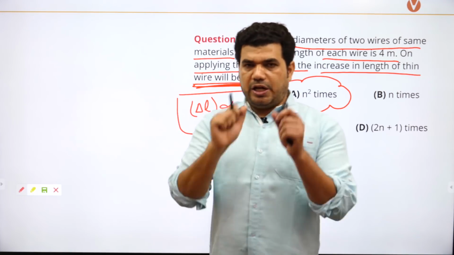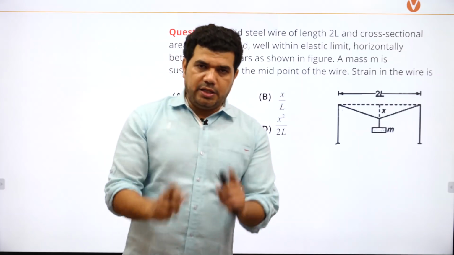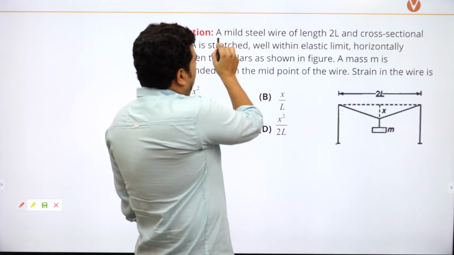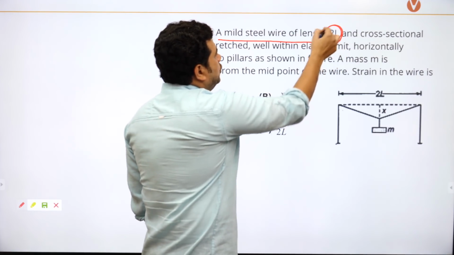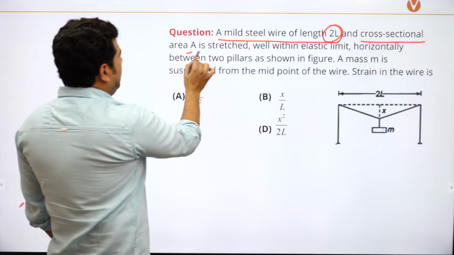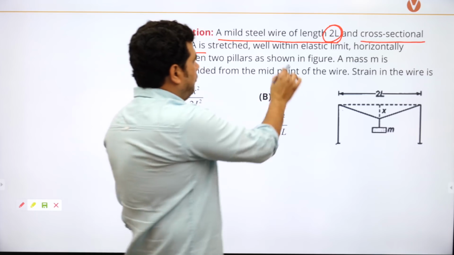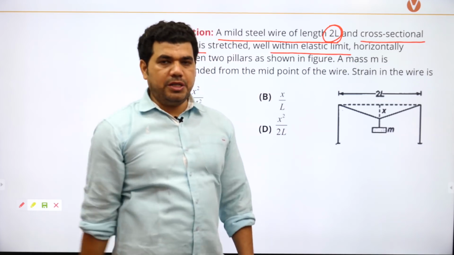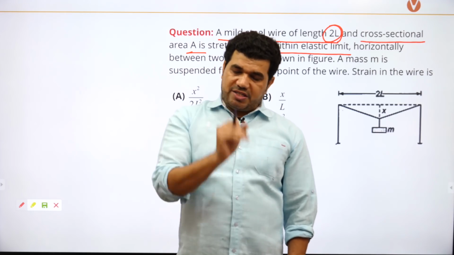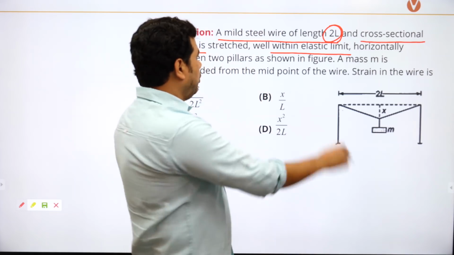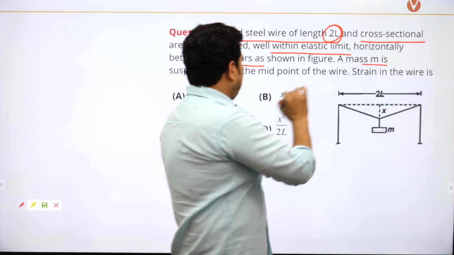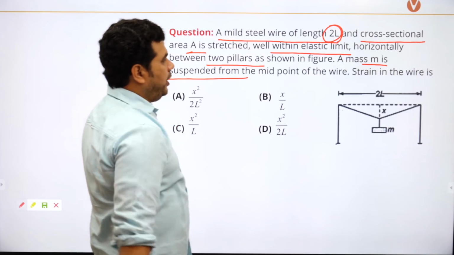Okay dear students, चलिए फिर आगे चलते हैं. Yes, another is also a little bit tricky question. Let's see what is this. Mild steel wire of length 2L and cross sectional area A is stretched well within elastic limit. Means stress is directly proportional to strain. That is the elastic limit, stretched within the elastic limit horizontally between two plugs as shown in figure. Mass M is suspended from the midpoint.